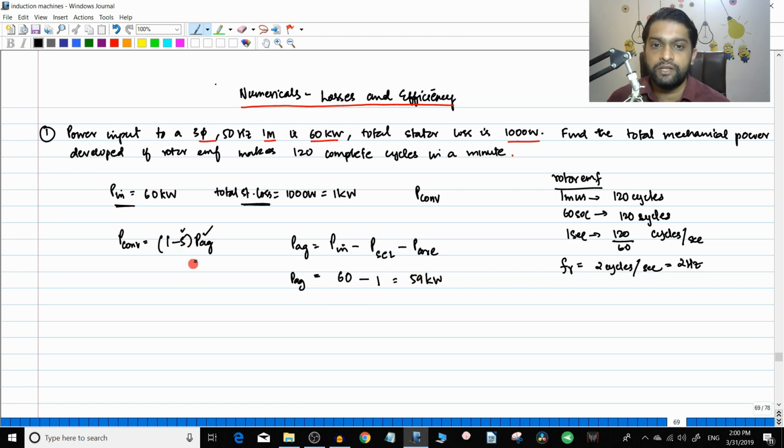Now we have to find what is the value of slip. How can we find the value of slip? You know that 2-3 formulas are there. Slip is equal to N sync minus Nm divided by N sync. So this is one formula.